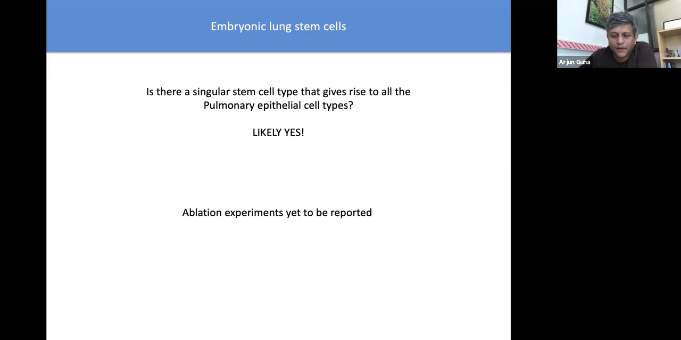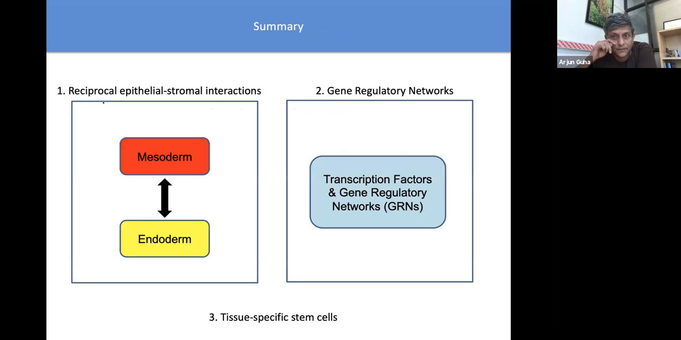So the ablation experiments from the ID2 CreERT2 have not been reported, but as I mentioned, a different set of ablation experiments have been done which validate the stem cell hypothesis. So with that, I'm going to summarize what I think is the take-home message from this class, and then towards the end, briefly talk about how all of this development relates to the maintenance of the lung in the adult, and of course, regenerative medicine.